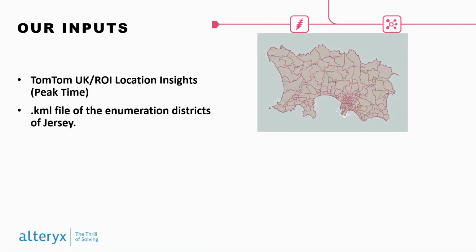We have a .kml file of the enumeration districts from Jersey. I'd never heard of this file type before, but it was as simple as chucking it into Alteryx, and it immediately pulled out this nice polygon map up here. We then have some key metrics about these districts, which were provided to us by Stats Jersey. That includes the population densities and some more information about the demographics.